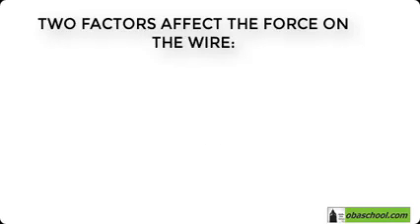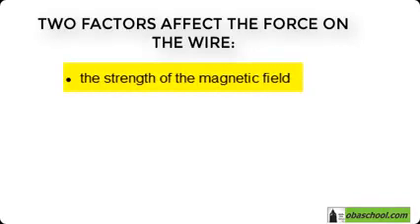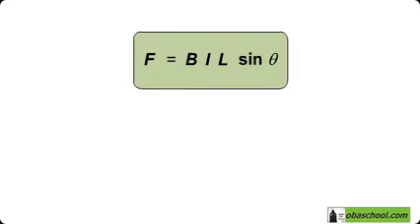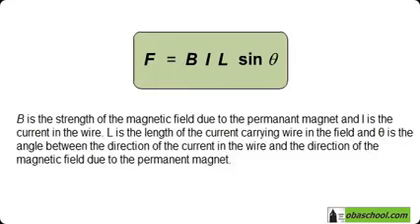Now the force exerted on the wire depends on two factors: the strength of the magnetic field and the current flowing through the wire. And the equation of the force is equal to the magnetic field strength multiplied by the current multiplied by the length of the current carrying wire in the field, sine theta, where theta is the angle between the direction of the current in the wire and the direction of the magnetic field.